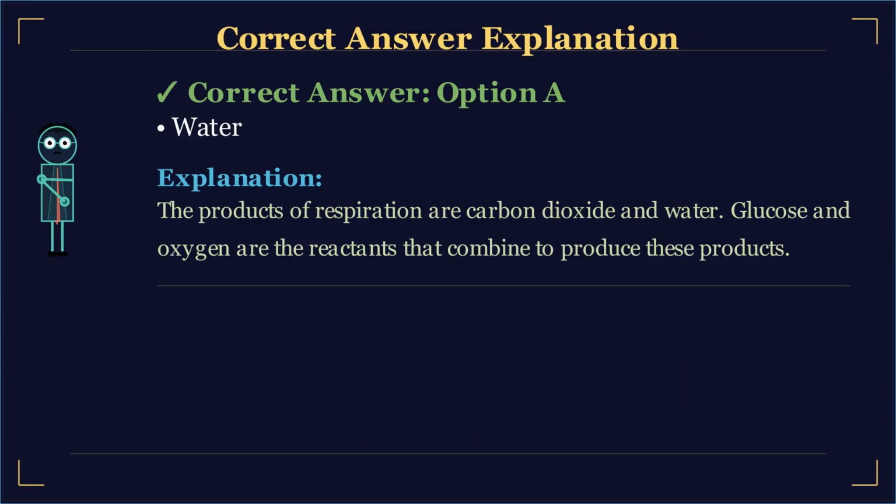Here's the explanation for the correct answer. The products of respiration are carbon dioxide and water. Glucose and oxygen are the reactants that combine to produce these products.